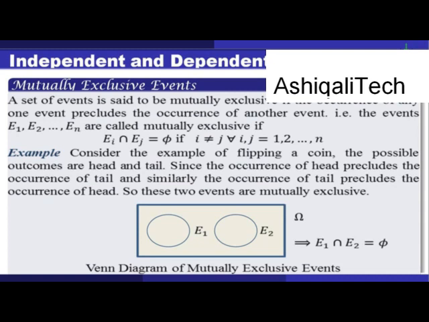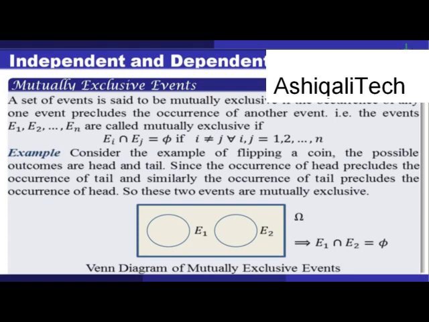So we start from mutually exclusive events. A set of events is said to be mutually exclusive if the occurrence of any one event precludes the occurrence of another event. That is, the events E1, E2 and so on up to En are called mutually exclusive if Ei intersection Ej is empty, if i is not equal to j, for all i and j from 1 to n. Example. Consider the example of flipping a coin.